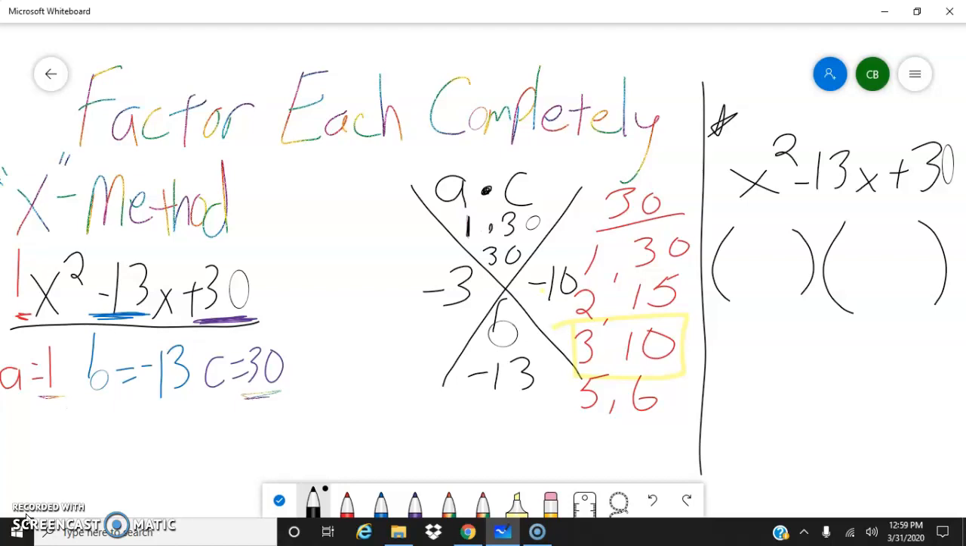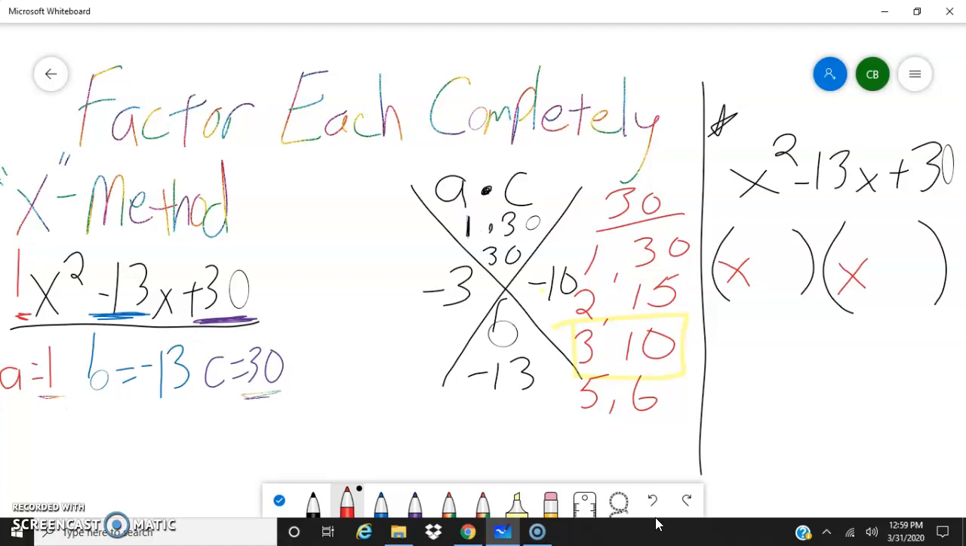The whole reason that we do the x method here is to come up with those two factors that are going to equal our b, our negative 13 here. We said that we were going to use negative 3 and negative 10 as our factors. So what we do is look for whatever variable is being used. In this case, it is x. So we're going to simply put x here and x here in the parentheses.